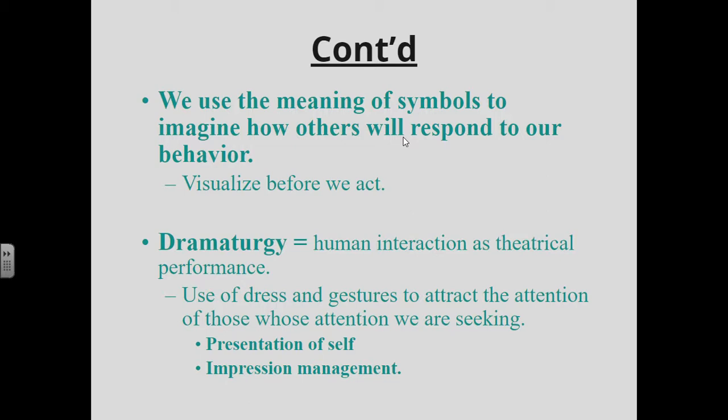what you do. And they talk about this dramaturgy, which is human interaction as theatrical performance. And they're saying if you look at the people around you, they use dress and gestures to attract the attention of those whose attention they are seeking. And so we go through this process of the presentation of self, which by definition is the way people try to make a favorable impression of themselves in the minds of others. And we do this all the time.